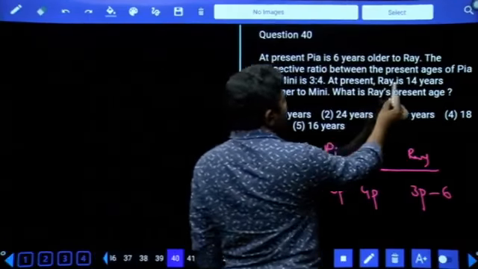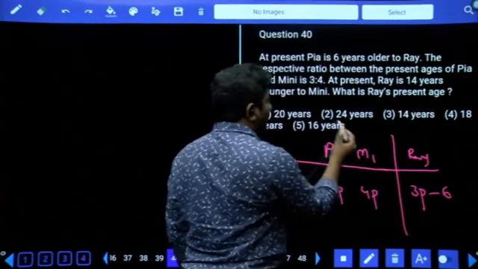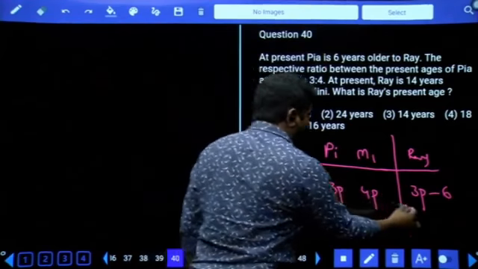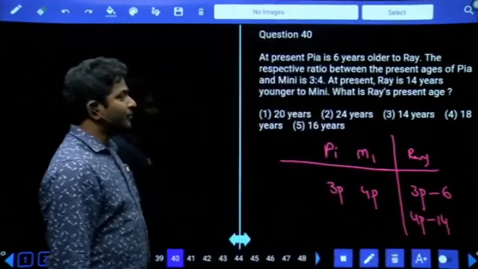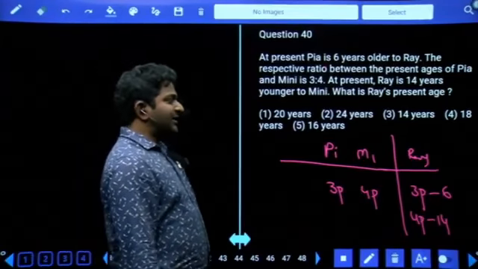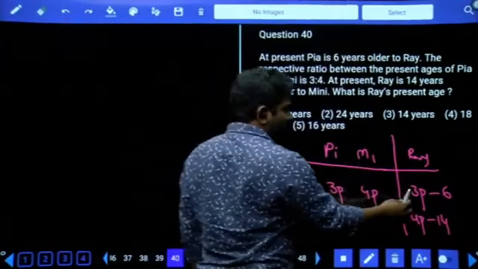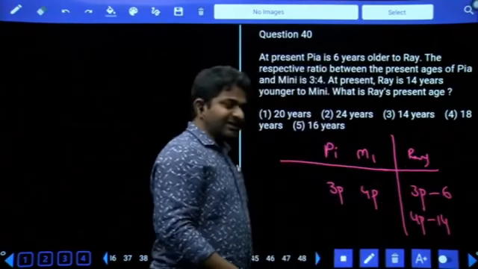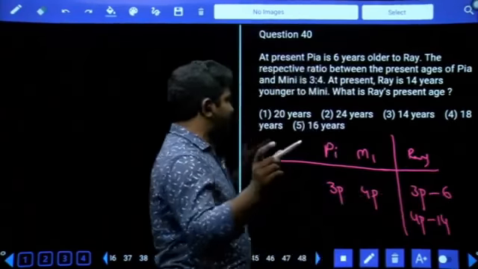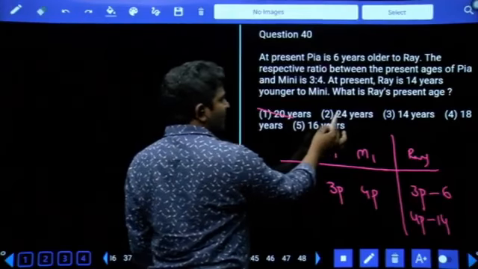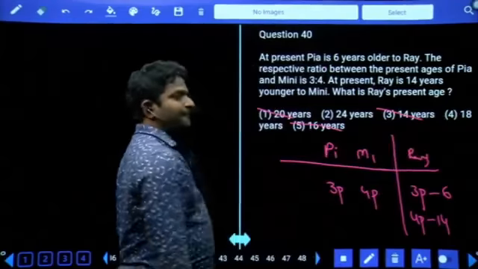At present, Ray is 14 years younger than Meenie. So Ray is 14 years younger than Meenie. That means 4 parts minus 14 also. What is Ray's age? Age of Ray. So don't go for details. Here, 3 parts minus 6, this is a 3 multiple, this is also a 3 multiple. 3 multiple minus 3 multiple, the answer must be a 3 multiple. This cannot be the one, this may be your answer. This cannot be the one, this may be the one. This cannot be the one.